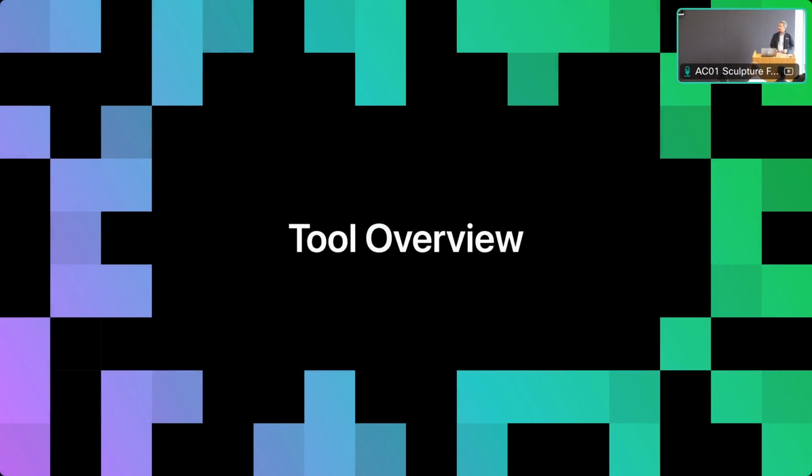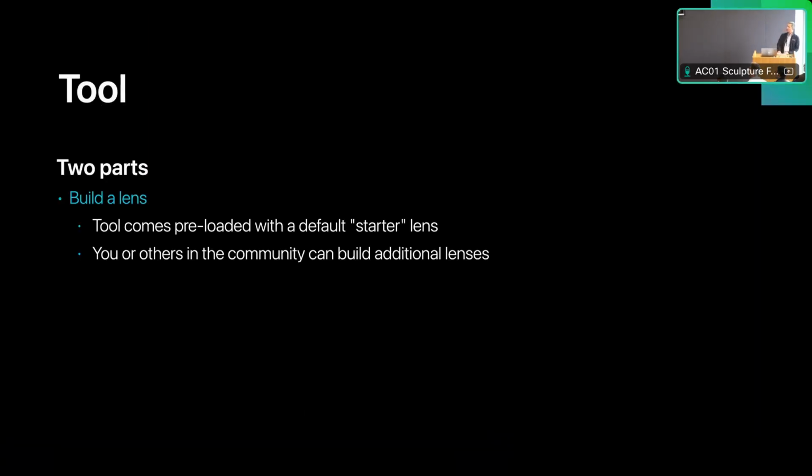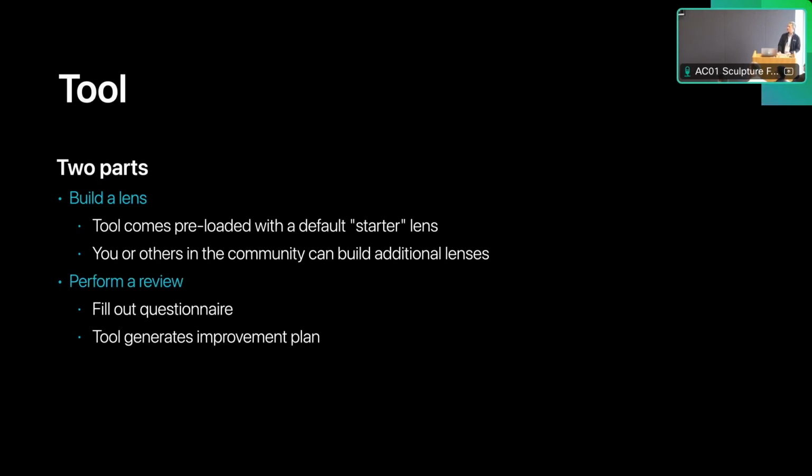All right, so the tool consists of two parts. The first is a kind of admin part where you build the lens that you want to use. The tool is going to come preloaded with one of them, and then the community could build out additional ones. And then the other part of the tool is where you fill out the questionnaire, the lens. And as you fill it out, the tool then generates an improvement plan for you.